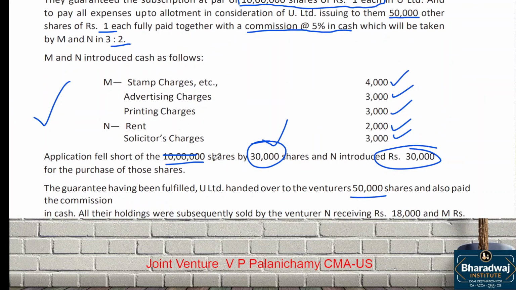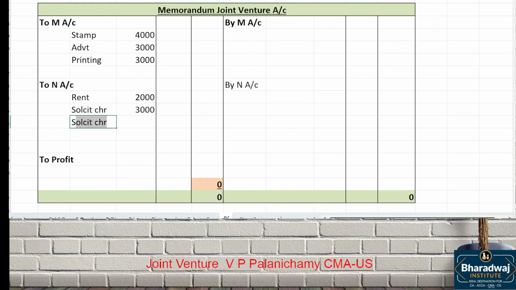Look at the application: it fell short by how many shares? 30,000 shares. Who paid money for this? N paid money for the shares. How much is paid by N? 30,000 is paid by N. Then what else will come?